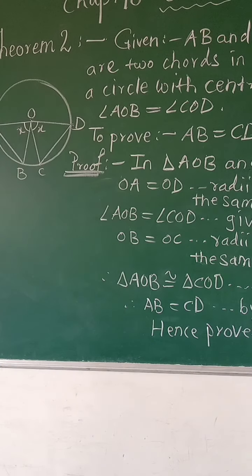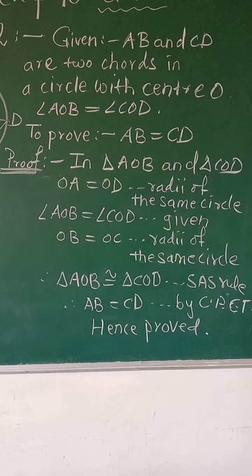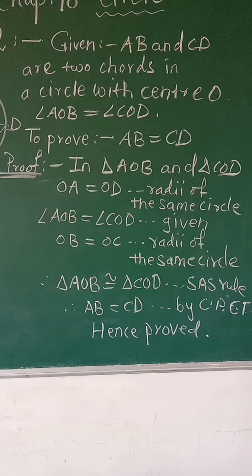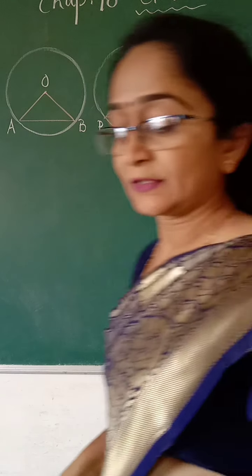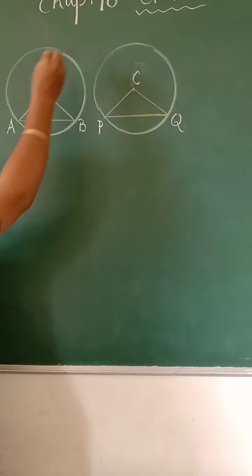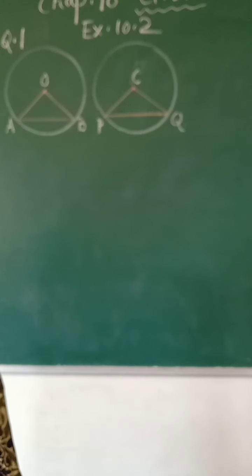So students, this is the proof for theorem number 2. Now students, I am going to start exercise 10.2. So exercise 10.2, question number 1. Recall that two circles are congruent if they have the same radii. Prove that equal chords of congruent circles subtend equal angles at their centers.